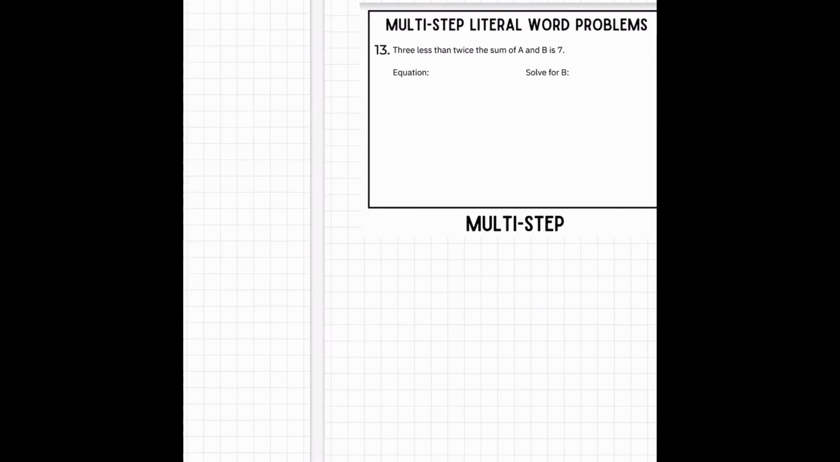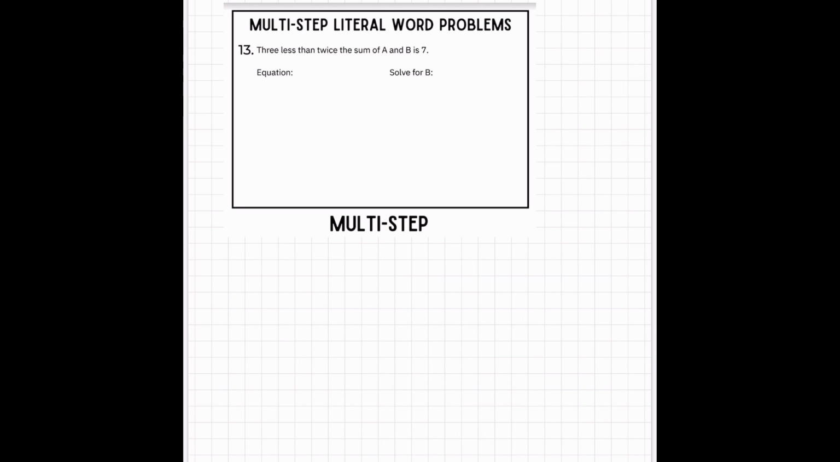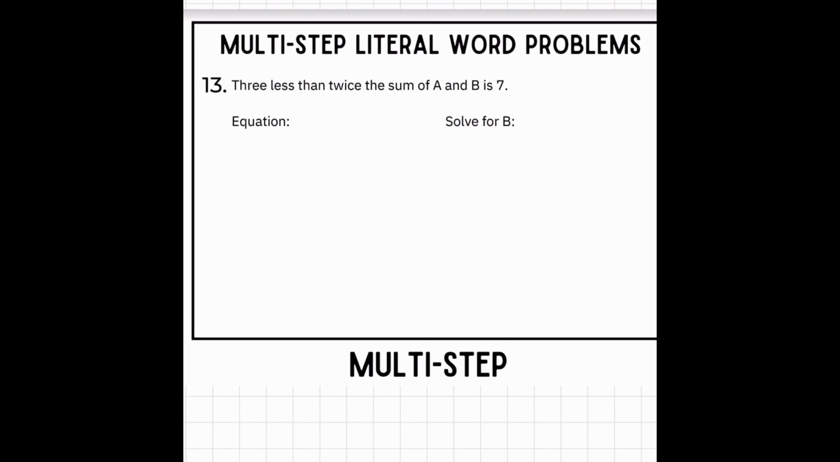I hope this helps. Wait, one more. Sorry. All right, so then we have a literal word problem for this one. It says 3 less than. Now remember when we talked about it, less than means that you're going to subtract it from whatever it's describing. So less than means that we're going to do the sum of A and B, twice the sum of A and B, and then you're going to subtract 3 behind it, okay?